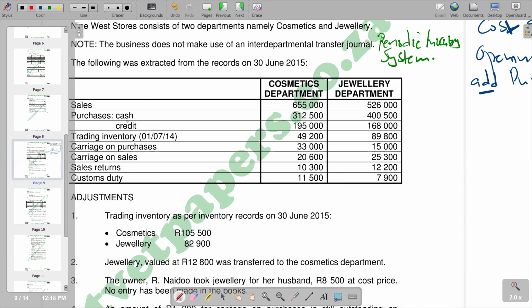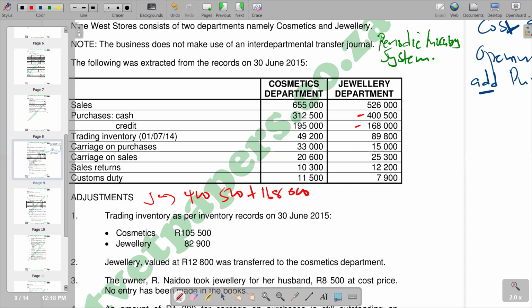Like for jewelry, we are told that our cash purchases are 400,500 and credit purchases are 168,000. Any returns, we don't have them in the list there. Then we go to adjustments. So basically here we say jewelry calculation starts with 400,500 for cash purchases, and then we add 168,000.